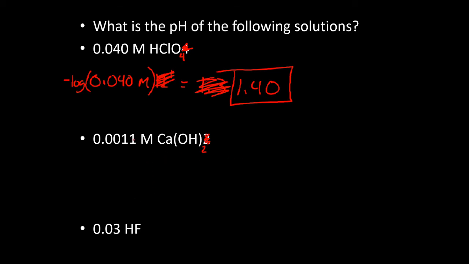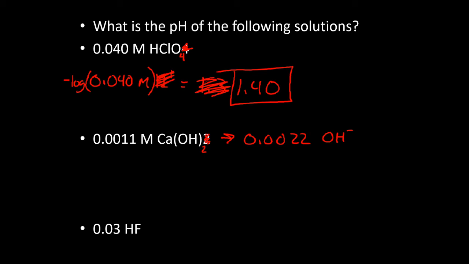So in a similar fashion, with the strong base, calcium hydroxide, we're told we have 0.0011 molar calcium hydroxide. This does not mean that we have 0.0011 hydroxide. We in fact have 0.0022 hydroxide, since we get 2 hydroxides from each of the calcium hydroxides, so we double the concentration to get the concentration of OH-.